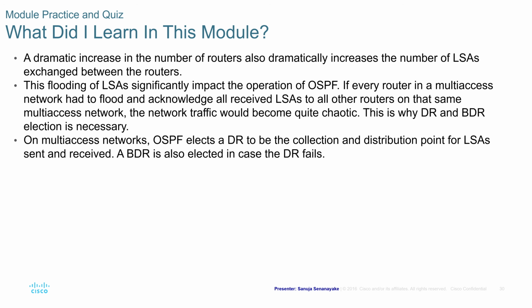and if every router in a multi-access network had to flood and acknowledge all received LSAs to all other routers on the same multi-access network, the network traffic would become quite chaotic. In other words, it's going to get bogged down and have some overhead. This is why the DR, the designated router, and BDR, the backup designated router, election is necessary. On multi-access networks, OSPF elects a DR to be the collection and distribution point for LSAs sent and received. A BDR is also elected in case the designated router fails.